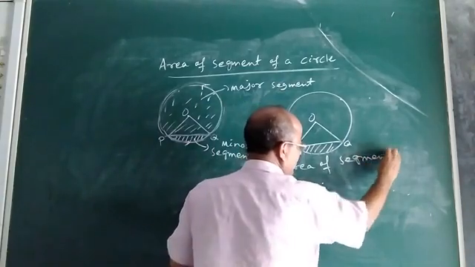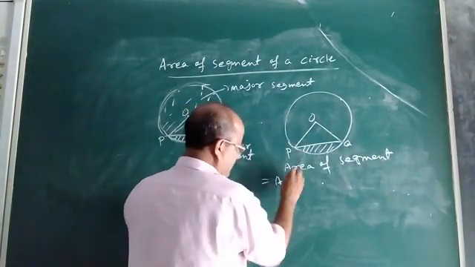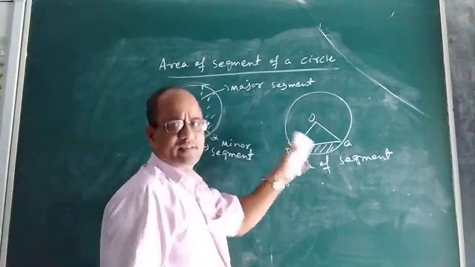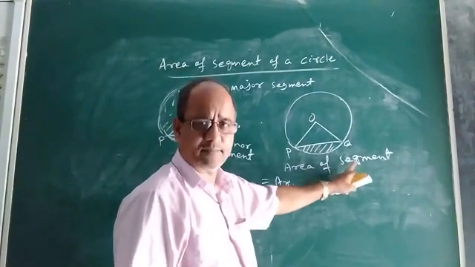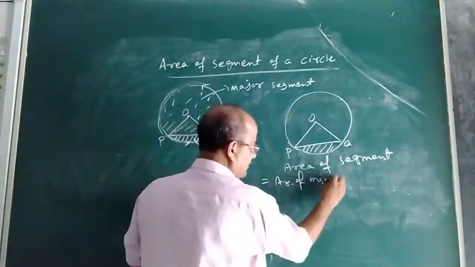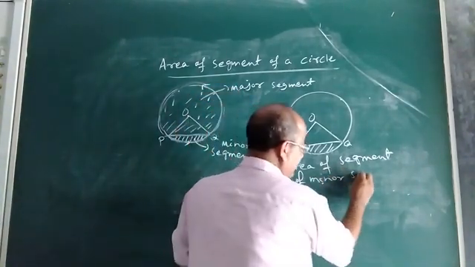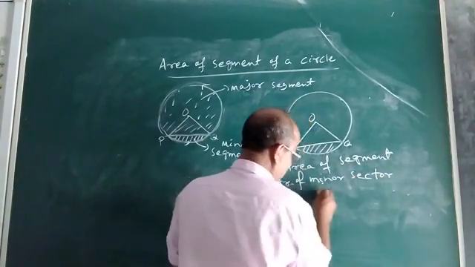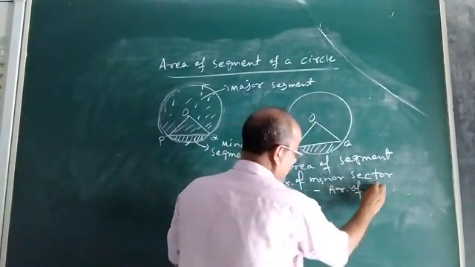of a circle will be equal to the area of this sector, the minor sector in this case, because in this case we are finding the area of the minor segment. So the area of the minor segment is equal to the area of the minor sector, or you can say the corresponding sector, whatever you write, minus the area of the triangle, which one?